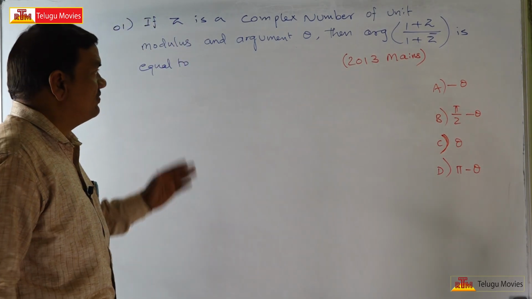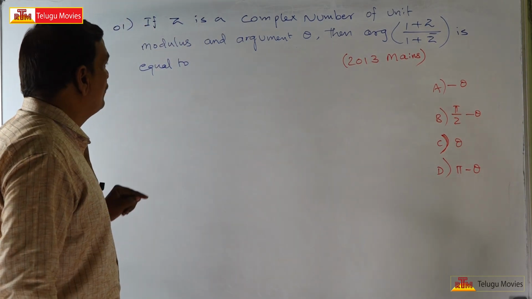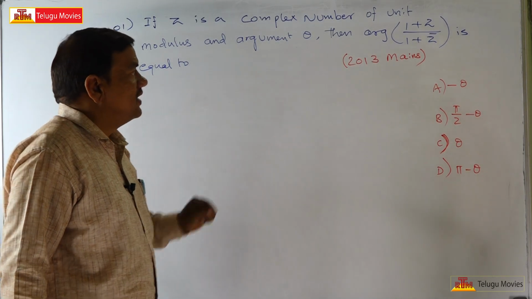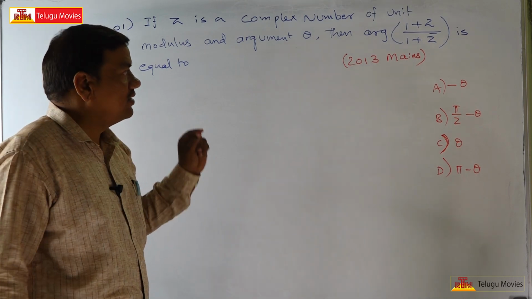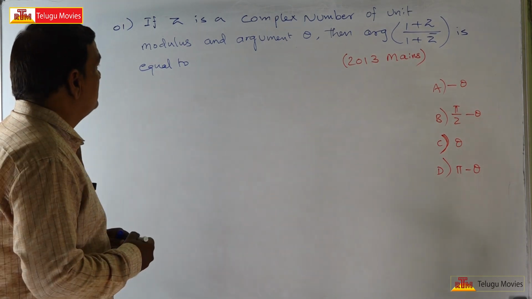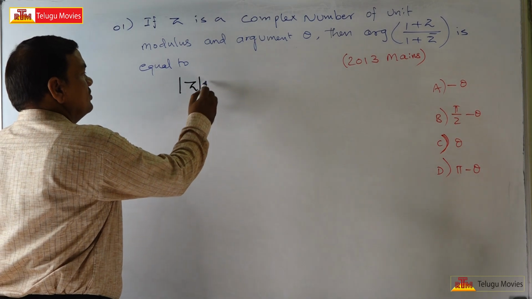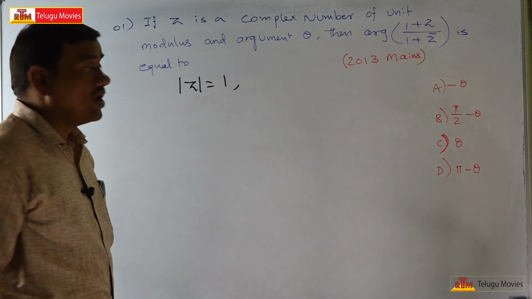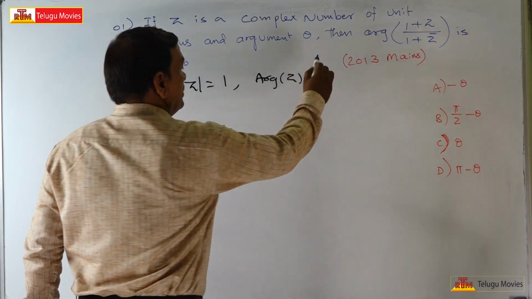The first problem is from complex numbers. If z is a complex number of unit modulus and the argument of z is theta, then the argument of (1 plus z) upon (1 plus z conjugate) is equal to. It is given that z is a complex number of unit modulus. That means the modulus of z is equal to 1, and one more thing is given: the argument of z is equal to theta.